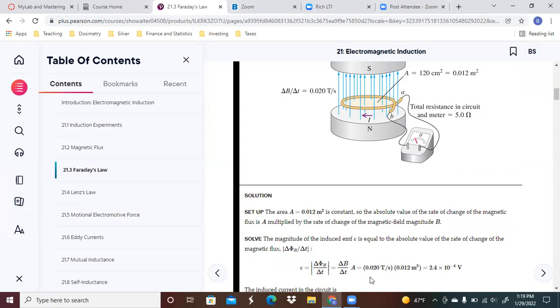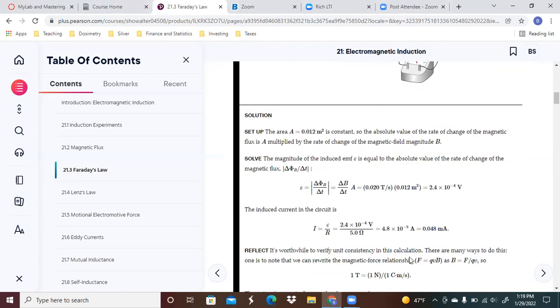That change is 0.02 teslas per second multiplied by the area, which does not change. And this is the amount of voltage that we come up with. For the induced current, if you remember, V is equal to IR. We solve that for I, so we take our EMF divided by the resistance, and we figure out what the current is.